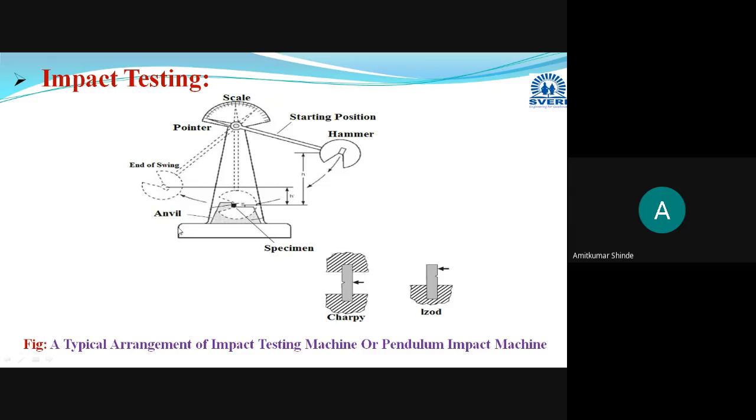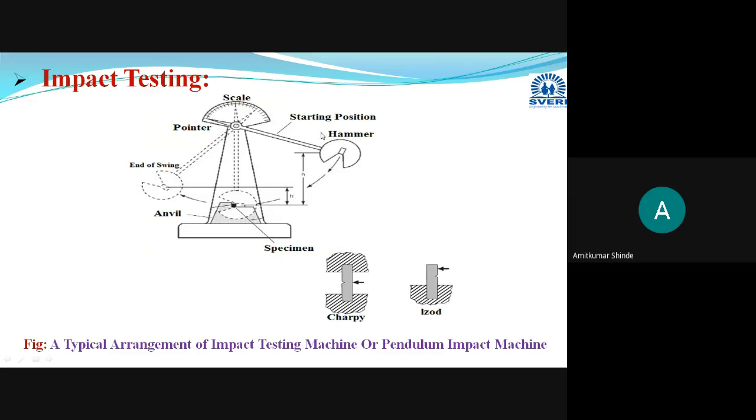Here it will have a base or support. Then there will be a support or platform to fix the specimen, which is termed the anvil. One solid portion will be there, and here you can fix your specimen. This is the anvil. Then there will be a pendulum, or in other words a hammer.